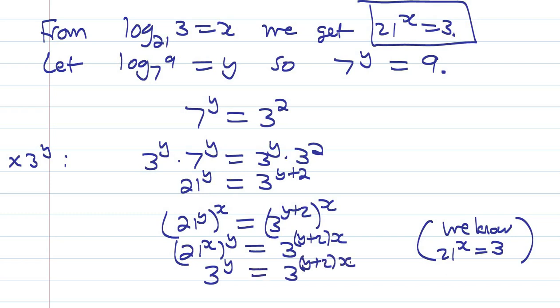Can I get smiley faces that you guys see how I turn 7 to the y is equal to 9 into 7 to the y is 3 squared? I multiply both sides by 3 to the y, so I get 21 to the y. Then I raise both sides to the power x. What you do to the left, you must do to the right. That is just the rules of algebra. Then I rewrite the left side and the right-hand side, and I get 21 to the x popping out. So I get that 3 to the y is equal to 3 to the power (y plus 2) times x.